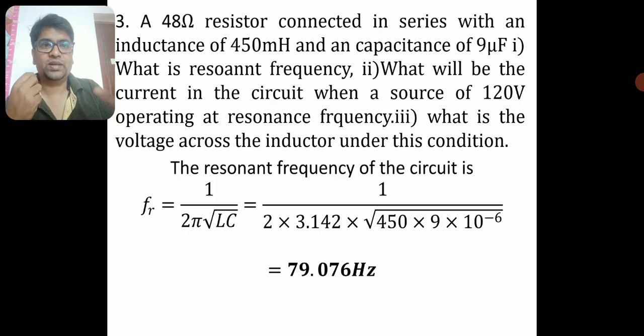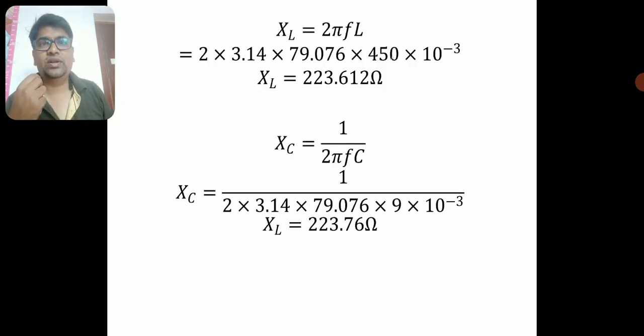...08 hertz you can make. 79.08 hertz. I got the resonant frequency, and after that I am going to find XL, the inductive reactance. The formula is omega L, which is 2 pi FL. Keep on substituting 1 by N F.